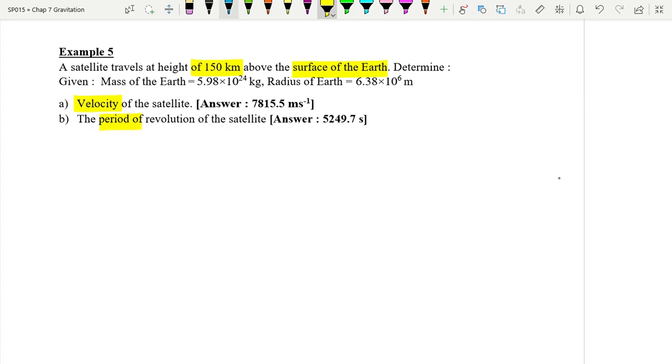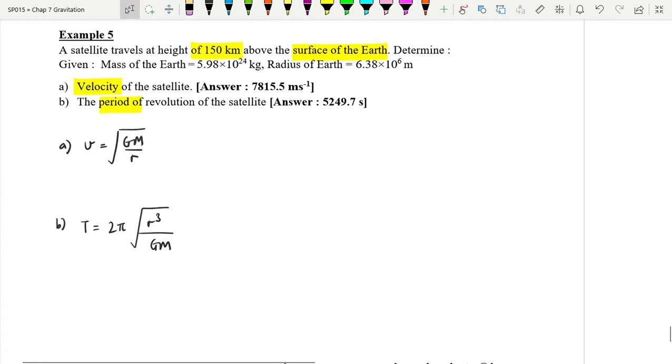Okay, so to answer this question, of course we just simply use the formula for the velocity of the satellite, square root of GM over R. And for part B, T, I also don't memorise this formula much, but a little bit. 2 pi square root of R cube over GM, if I'm not mistaken. Okay, let's double check. Okay, correct. So G is the constant G, no problem. Mass is the mass of the planet, our Earth. So the mass of Earth is also given in the question.